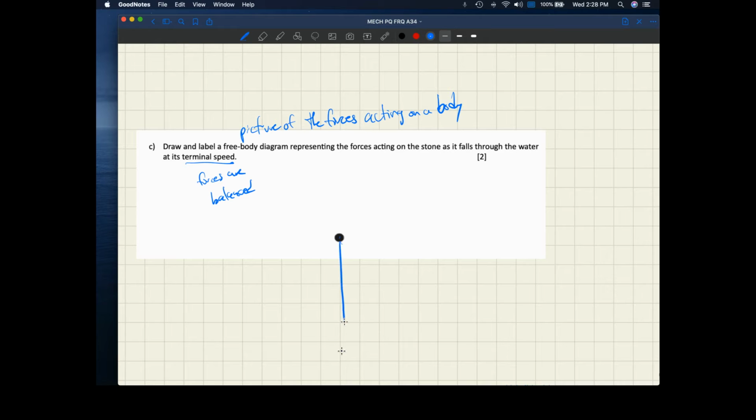So we have force of gravity downward like this, and we have a force of drag upward. And those two will be equal and opposite to each other. Drag pushing upward and gravity pulling downward.